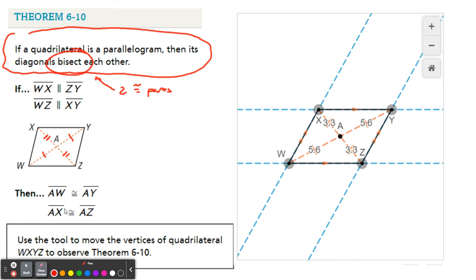Now notice I used single marks here and double marks here. The diagonals are not congruent. WY is not congruent to XZ, right? There's no theorem that says the diagonals are congruent here. But the diagonals themselves are broken into 2 congruent pieces, right?